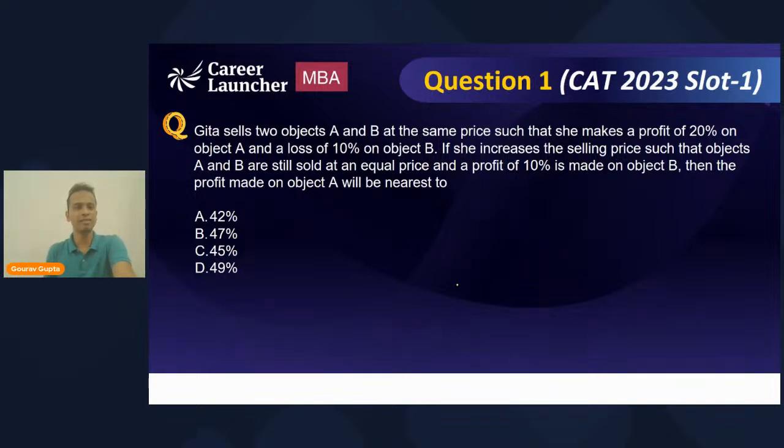All right. So if I look at the question, it says that Gita sells two objects A and B at the same price, such that she makes a profit of 20% on object A and a loss of 10% on object B. Now, if she increases the selling price such that objects A and B are still sold at equal prices, and a profit of 10% is made on object B, then the profit made on object A will be nearest to which of the following options? Yes, go ahead and tell me what will be the answer of this question.